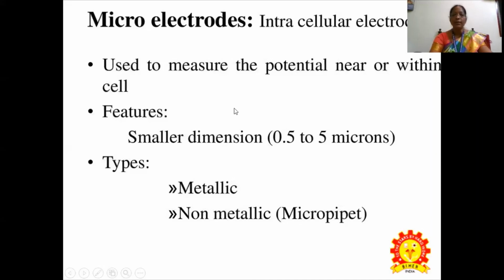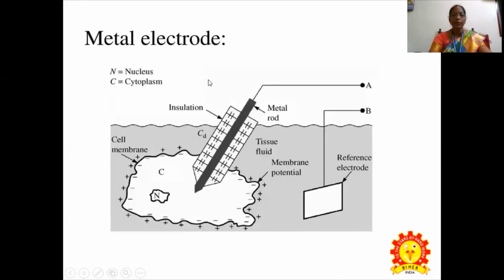Microelectrodes are used to measure the potential near or within the cell, with smaller dimensions of 0.5 to 5 microns, and we have metallic and non-metallic types. Non-metallic ones we call micropipettes. See the metal electrode here, which is placed where N is the nucleus and C is the cytoplasm of your cell. This is the way we place this metal electrode. As shown here, it is probing the cell.